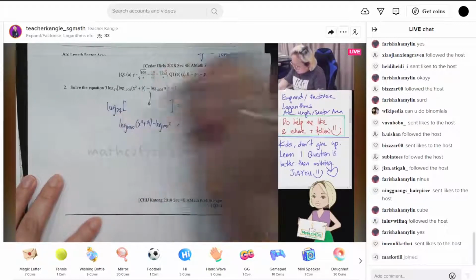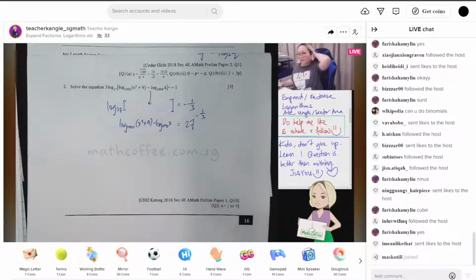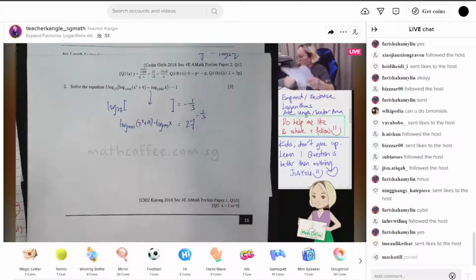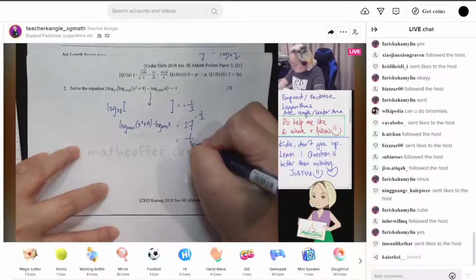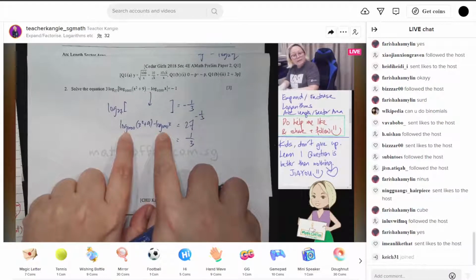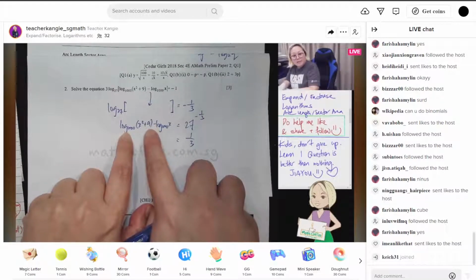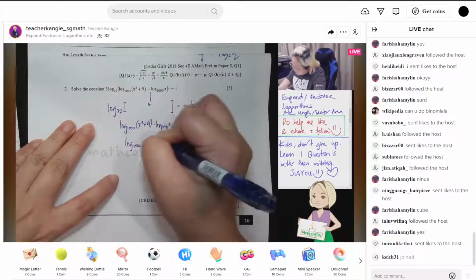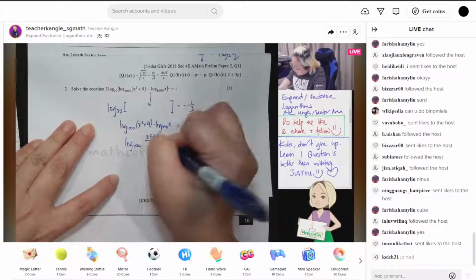Okay, no need to put the square already. See, I just changed to index form. So now, of course, this one, 27 to the power of minus 1/3, you can press the calculator, and that will give you 1/3. So now this right hand side becomes 1/3. Then do you notice that this is both base 1000 and then it is minus, so you can combine, so it becomes log 1000 of x squared plus 9 over x.